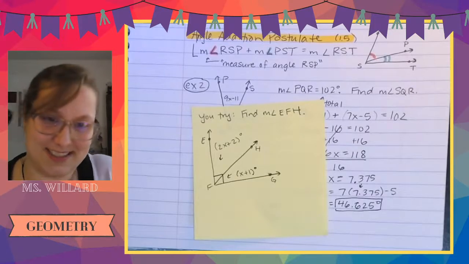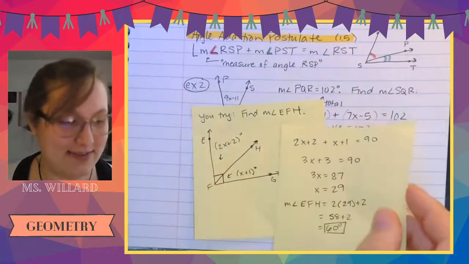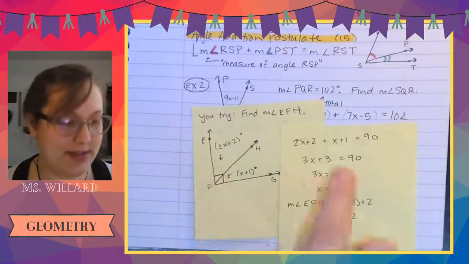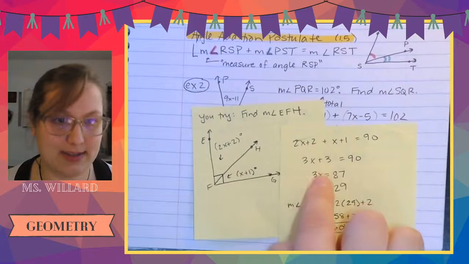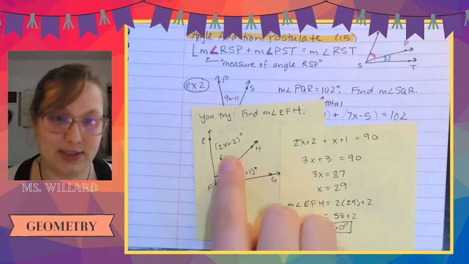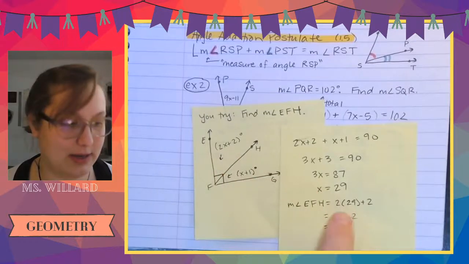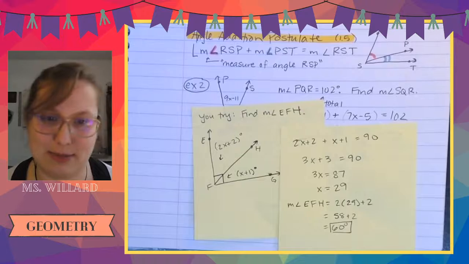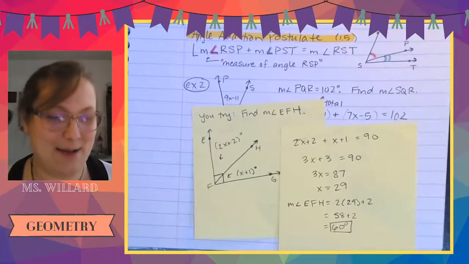Did you get 60 degrees? Good job. If not, let me know and I'll give you more examples. So I know that these two add up to 90, so I combined like terms and then solved them to get that x equals 29. And then I wanted EFH, which is this top angle here. So I plugged in 29 into 2x plus 2 and I got 60. Mental math, so maybe I'm wrong, but you know, it's fine.